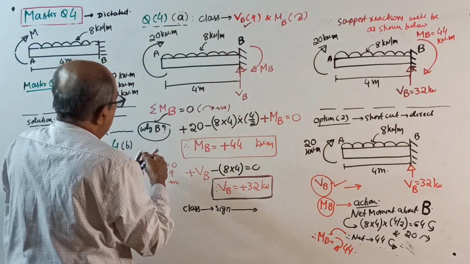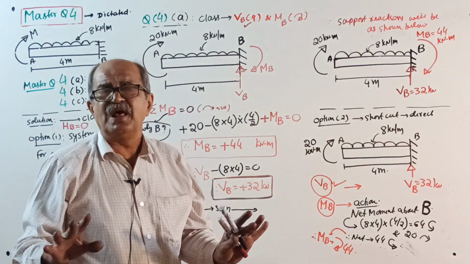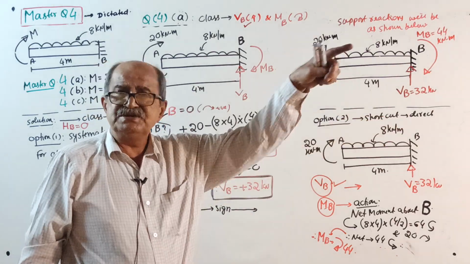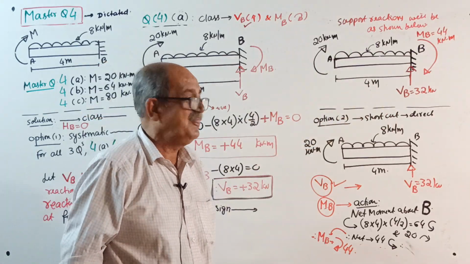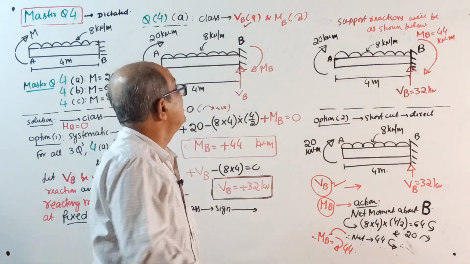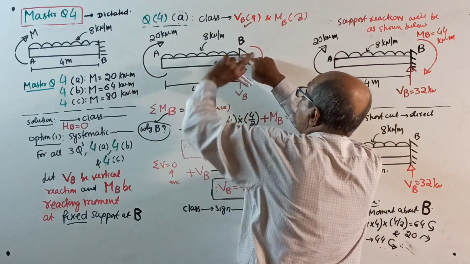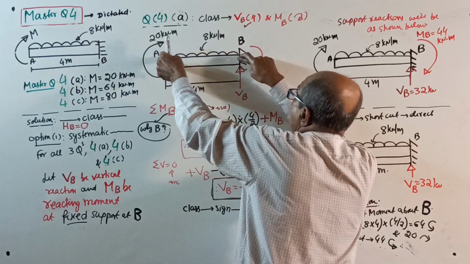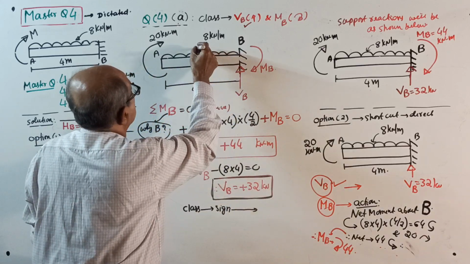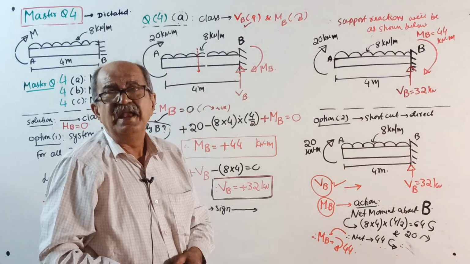Start. Sigma M about B equals 0. Why B? I will not tell. I told so many times earlier why you are taking moment about B. If not clear, go back to my first class, start once again from there. Actually, not engineering mechanics class, the cantilever cases. Take moment about B. Plus 20, minus 8 into 4, the total load, into 4 by 2. I won't waste time now telling that the total load is acting here. If it is not clear for you, you are wasting your time attending my classes.